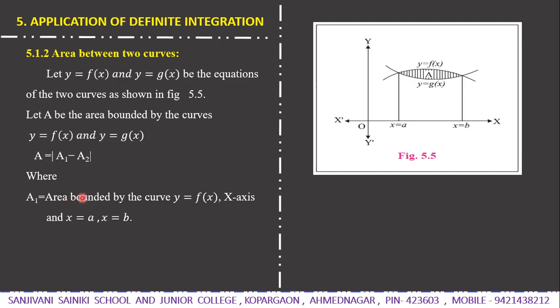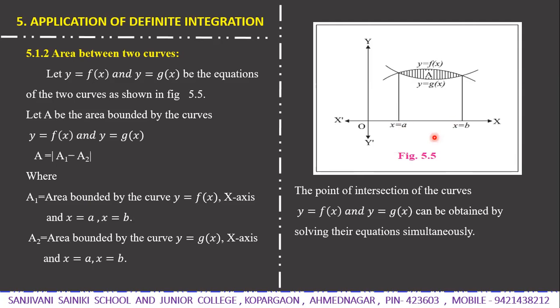So what is A1? A1 is the area bounded by the curve y is equal to f of x, x-axis, and the lines x is equal to a to x is equal to b. And A2 is the area bounded by the curve y is equal to g of x, and the lines x is equal to a, x is equal to b, and x-axis. Now the point of intersection of these two curves also we have to find out by using simultaneous equations. So we will solve these two equations simultaneously, and we will obtain the point of intersection of these two curves.